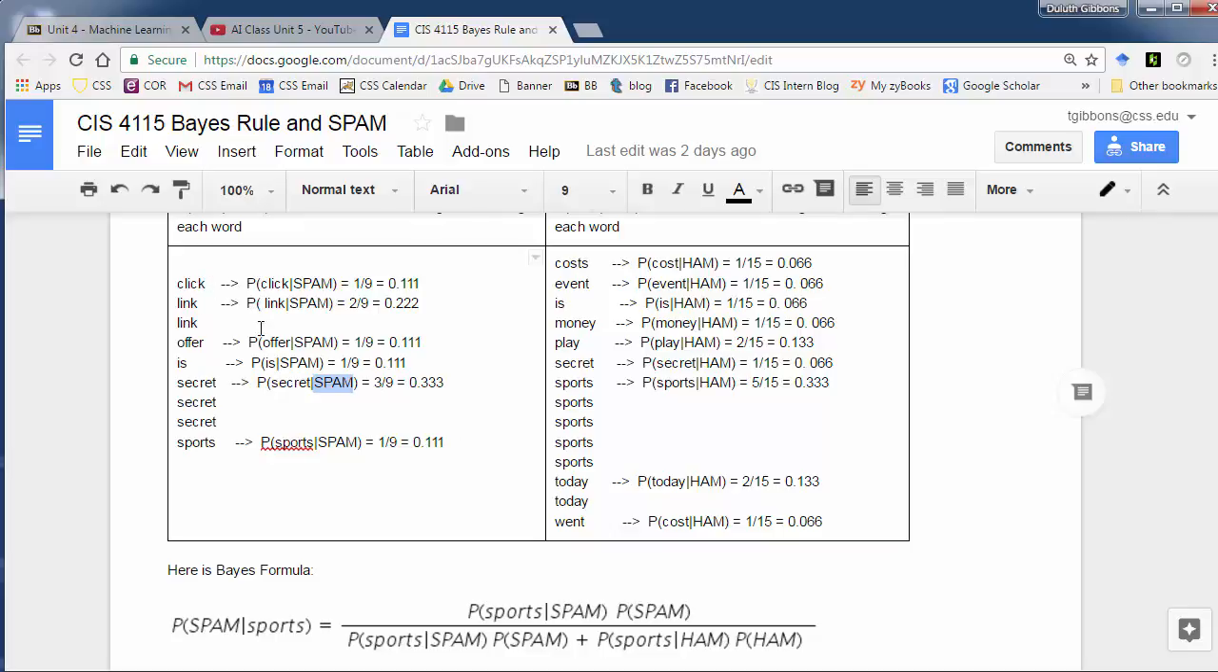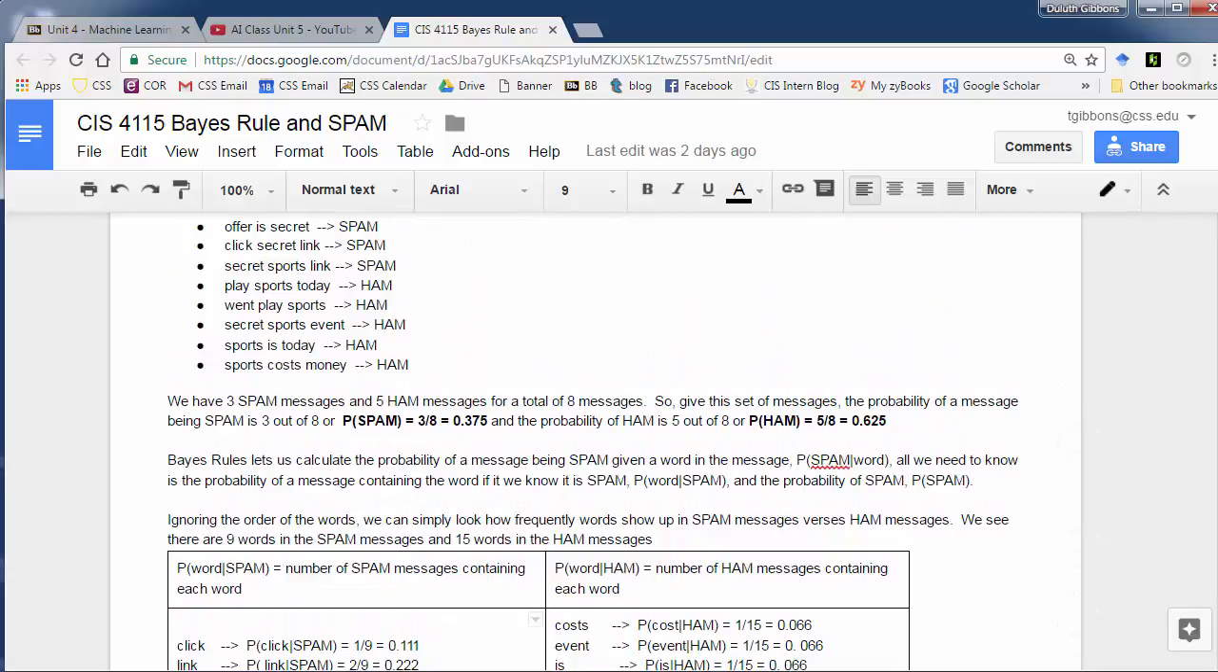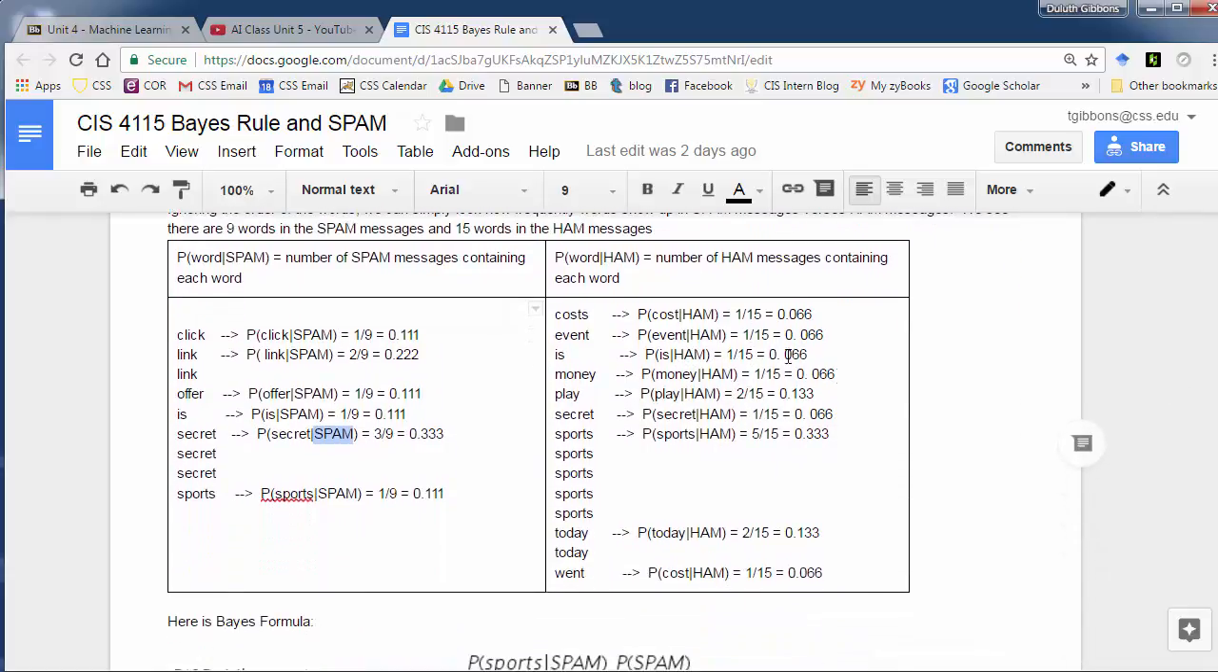And so we can figure out each of these probabilities because we can look through our existing mail and figure out how frequently words occur. Similarly with ham, with good email messages, we can count those. So for example, today occurs twice in good messages, and there are 15 different words in our good ham email messages. So the probability of a word being today in a ham message is 2 out of 15. So we can figure those out.